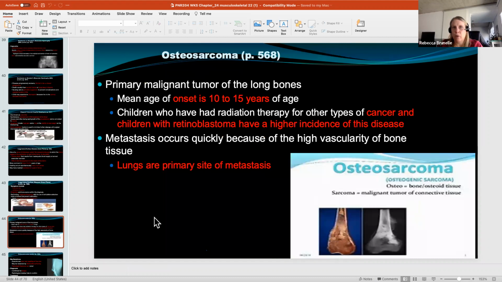So we're going to talk about a couple different types of cancer of the bone. The first one is osteosarcoma. Kids that have had other types of cancer and undergone radiation therapy or had a retinoblastoma have a higher incidence of osteosarcoma. And it is a cancer that's prone to metastasis, so it can spread to other parts of the body. The most common site is the lungs.